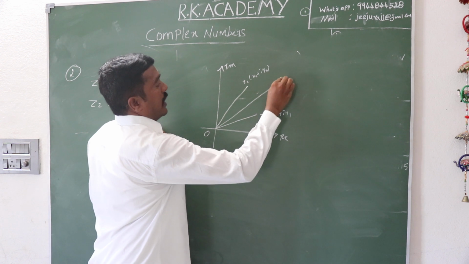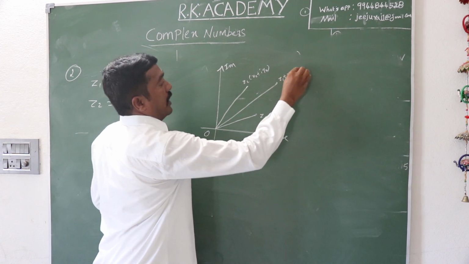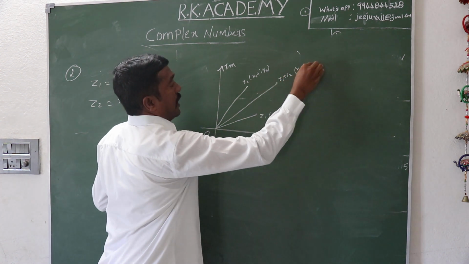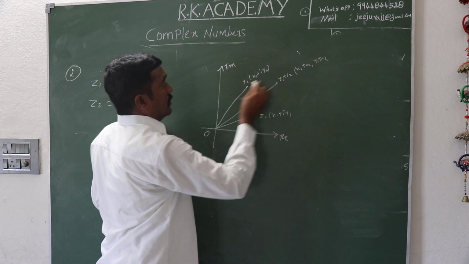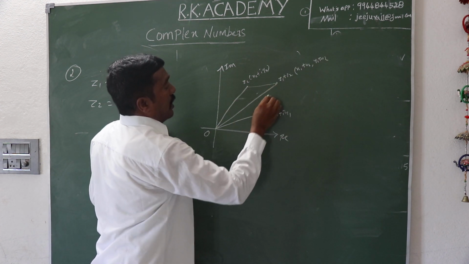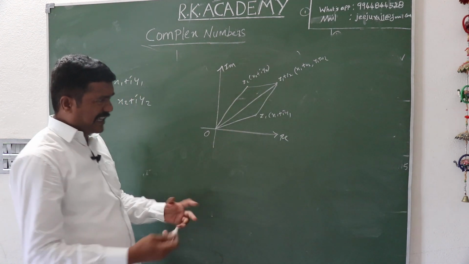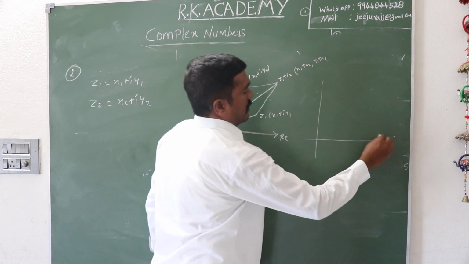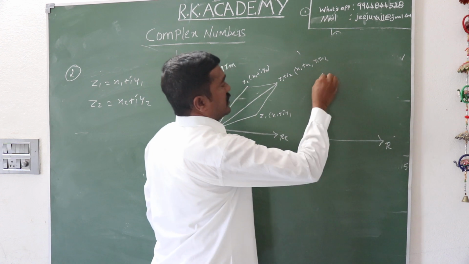It's z1 plus z2 comma x1 plus x2 comma y1 plus y2. It's the parallelogram law of addition. See here, it's real part and imaginary part.